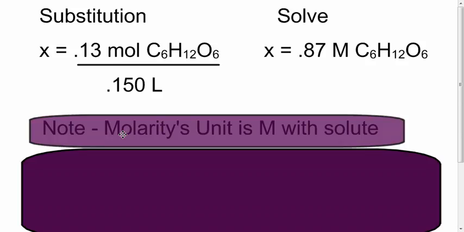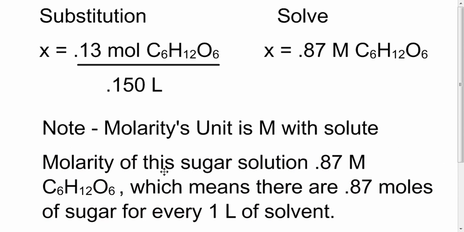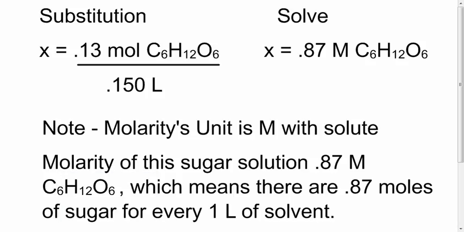So, note molarity's unit is M with solute. Here's my capital M, and here's my solute. That's how you write it. And finally, what this means is that molarity of this sugar solution is 0.87 M or molar sugar, which means that there are 0.87 moles of sugar for every 1 liter of solution. And that's how you would calculate molarity using the 4-step format.